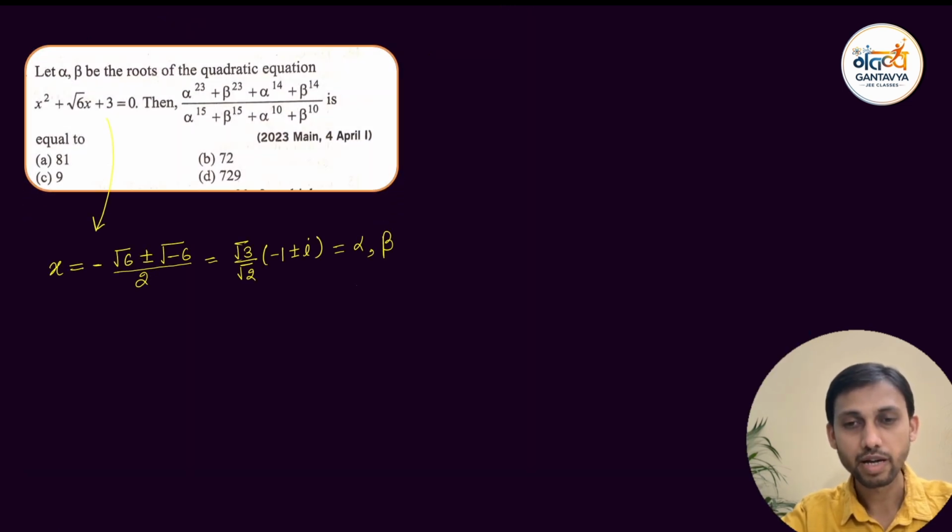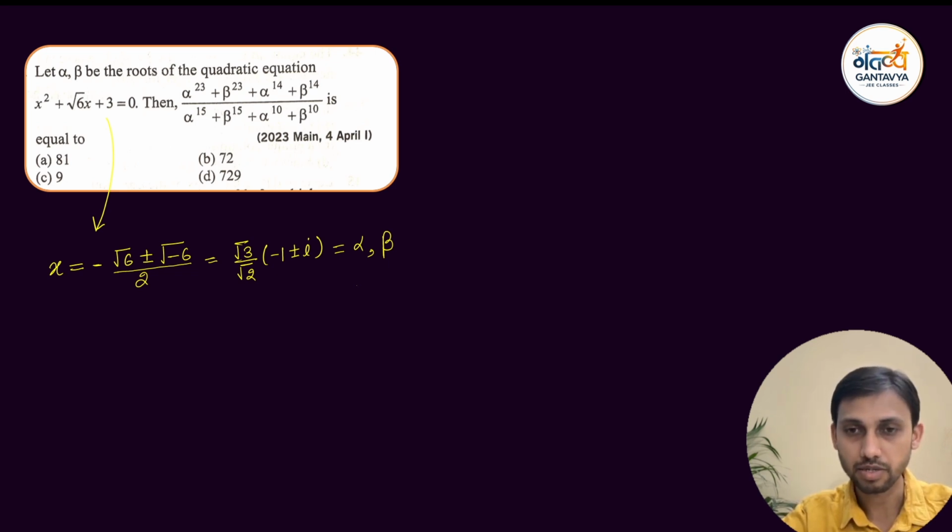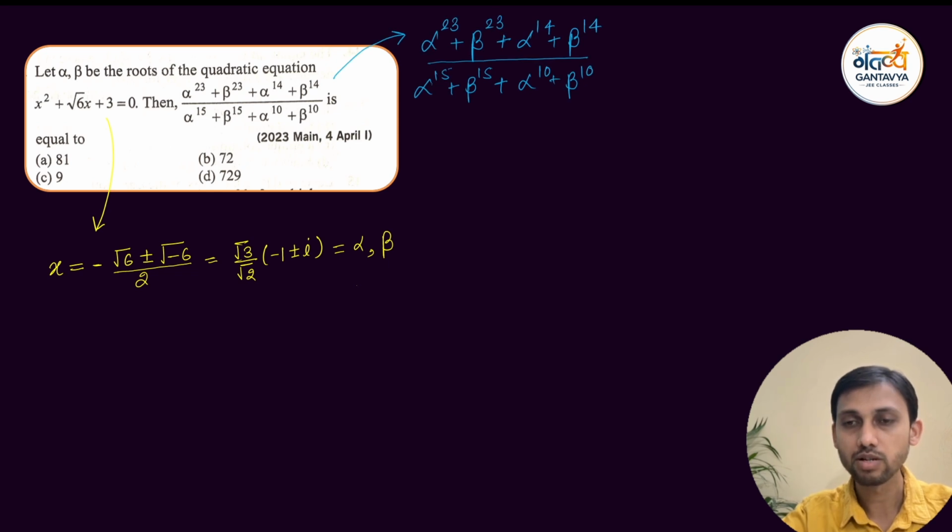Now, first find the roots of this equation, which are alpha and beta. Roots are coming as root 3 by 2 times minus 1 plus minus iota, so roots are imaginary. And we know if the coefficients of the equation are real, then roots, if imaginary, will always occur in conjugate pairs, as is the case. Now we need to find the value of this expression, alpha to the power 23, alpha to the power 14. So higher powers of alpha and beta are involved here.